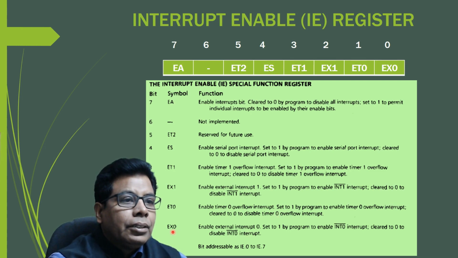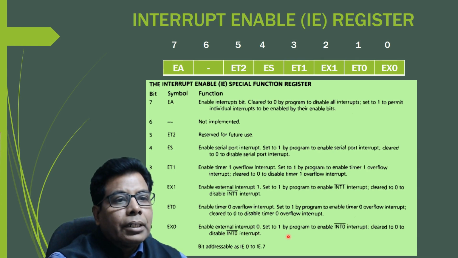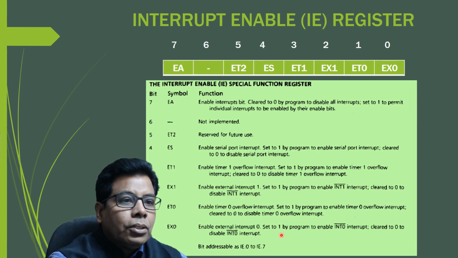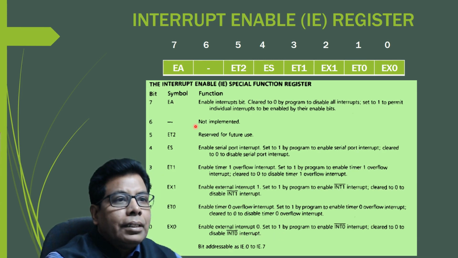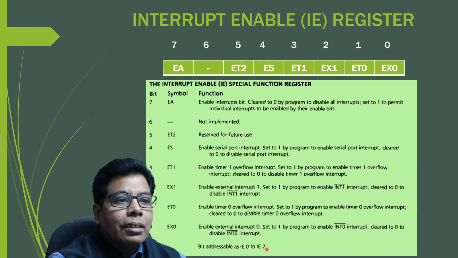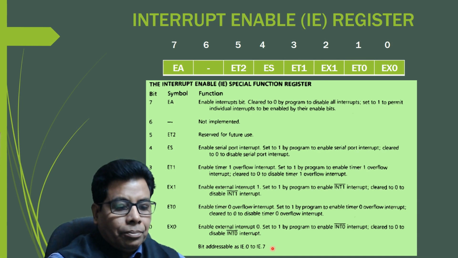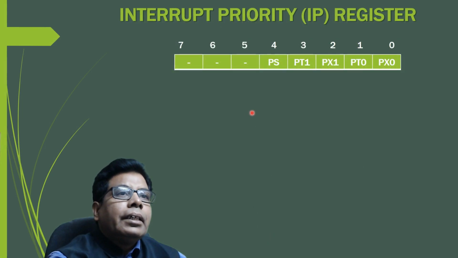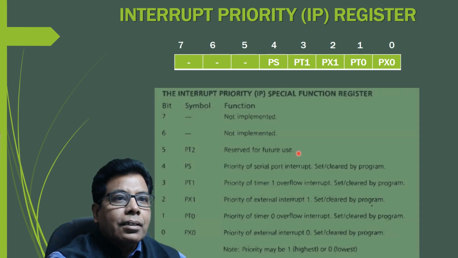And the last bit is EX0, that is enable external interrupt 0. Again set by program to enable INT0 interrupt, then cleared to 0 to disable INT0 interrupt. These bits are bit addressable as IE.0 to IE.7. When we write the program for enabling the interrupt, at that time we will make use of this. Then let us go to the interrupt priority or IP register.